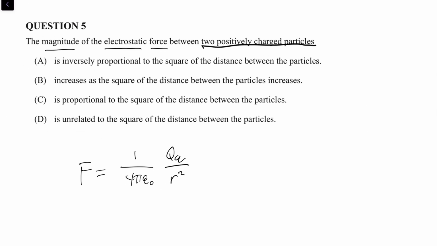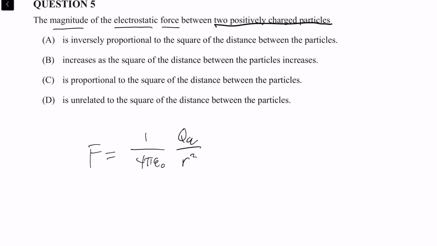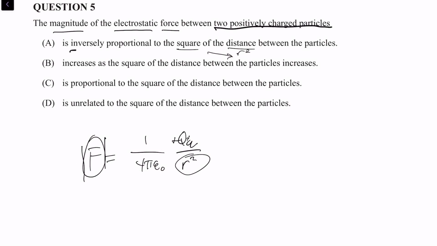So there, I need to talk about what the answer would be. So I know that the magnitude, like the value of F, basically, electrostatic force, which is what this is referring to right here, between two positively charged particles, so I know these are both positive, is inversely proportional to the square of the distance between the particles. Okay, so this distance is r, squaring that is r squared. Okay, and so I can see my r squared there, and it's inversely proportional.